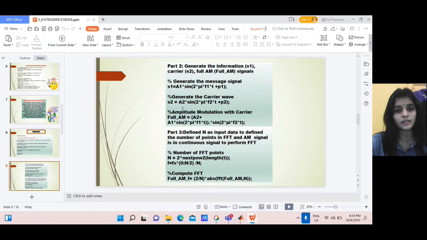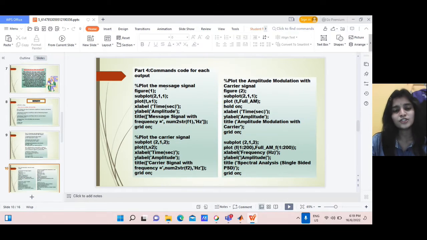That means the message signal will be modulated with the carrier signal, which is why it forms the full AM modulation. Then for part 3, we define N as the input data to define the number of points in the FFT for the Fourier transform. The AM signal is a continuous signal used to perform the Fourier transform. So these are the equations for the Fourier transform operations. Part 4 will be the comments code for each output.